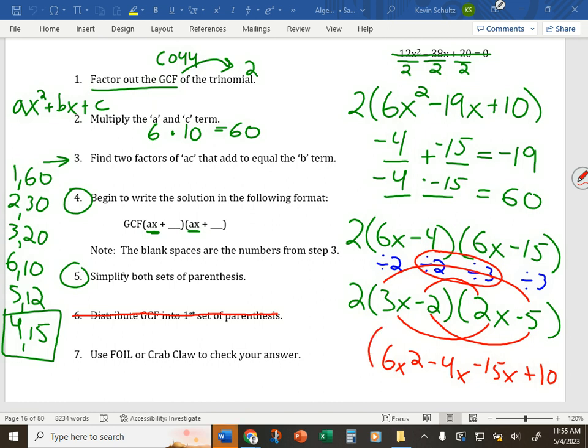And then if we distribute our original 2 back in, redistribute, you're going to get the original expression that you started with. Okay? So you can check these by FOIL crab claw boxing your sets of parentheses. That will give you this expression right here after you factor out your greatest common factor. And then put that GCF back in, and you're going to get the grand original. Super duper, right?